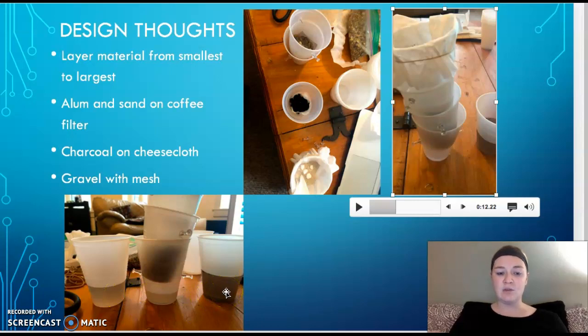I was curious if I run it through a second time, if it's even clearer after being run through the first time. So I put more dirty water in, and really it was about the same, whether you run it through the first time or second time.